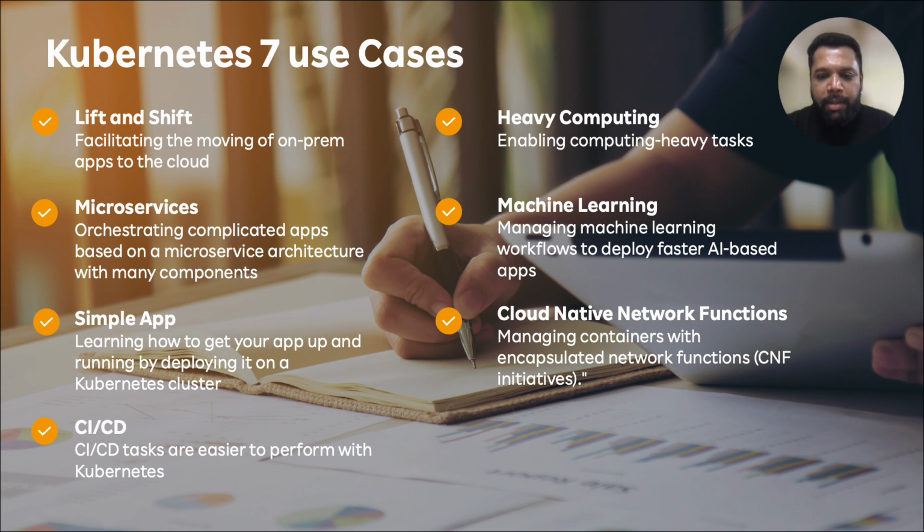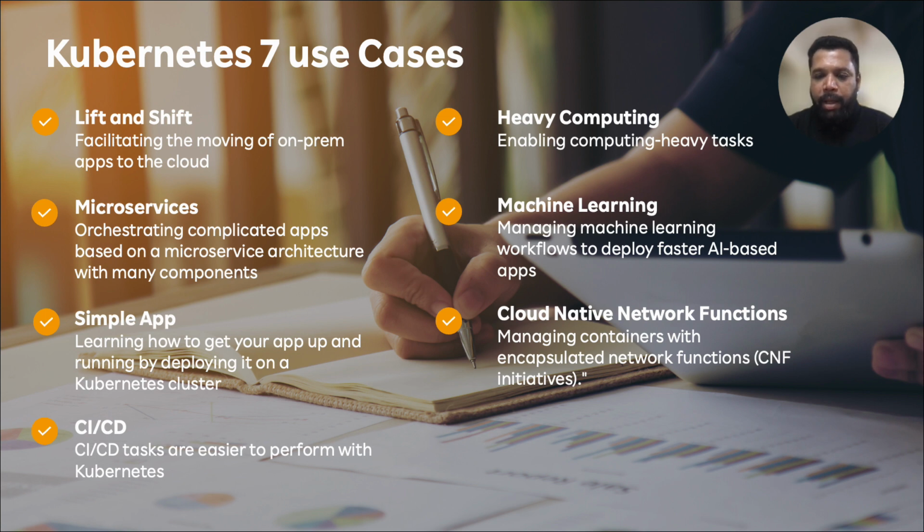Where can we use Kubernetes? What are the use cases for Kubernetes? Lift and shift, facilitating the moving of on-prem apps to the cloud. So when there is digitization happening in your organization, and you want to increase the scale and the availability of your system, you want to move your applications from traditional systems to new age microservices, which will be residing either on cloud or on-prem, and Kubernetes takes care of it pretty easily. It is one of the best tools available to deploy your microservices applications.